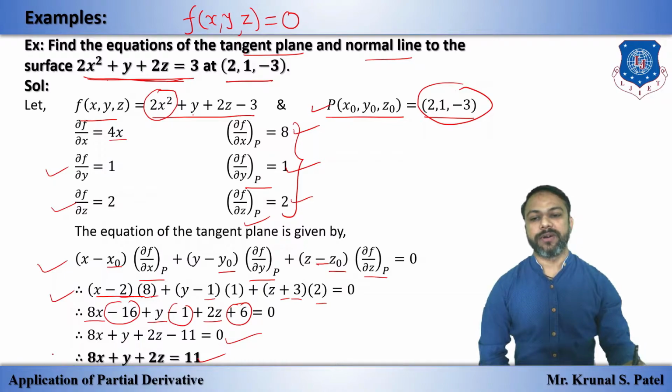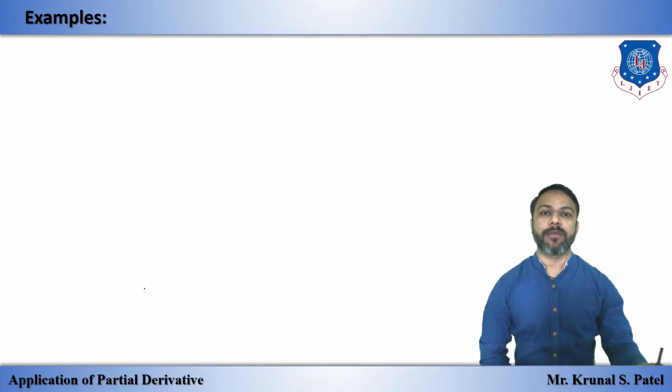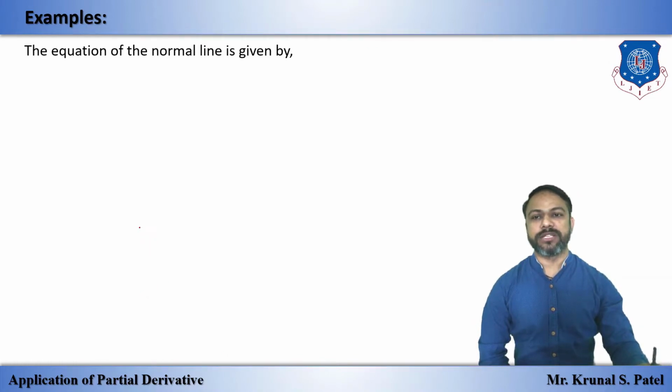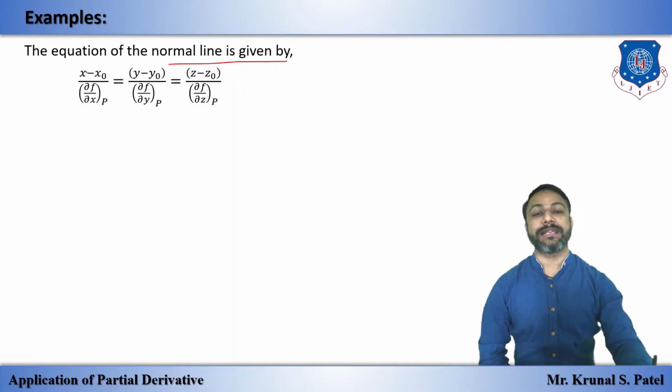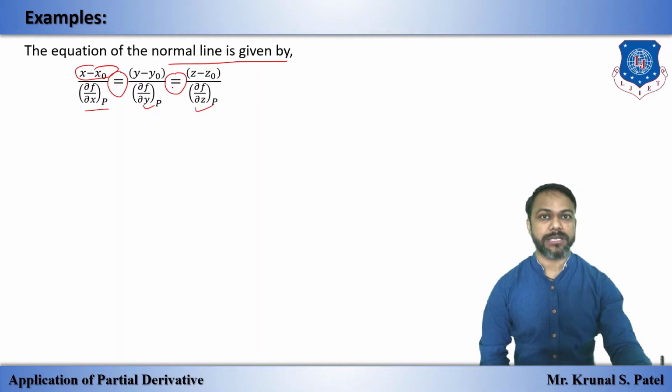Okay, so this is our equation of tangent plane. Now we will find the equation of normal line, and we know the equation of normal line is given by this, as I told previously: x minus x0 divided by the derivative at point P, same way for y and same for z. In between there is equal to. So pay attention here, this is equal, not plus. In tangent plane there was plus.